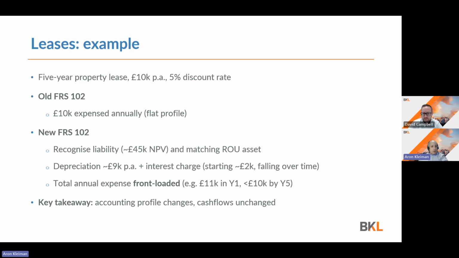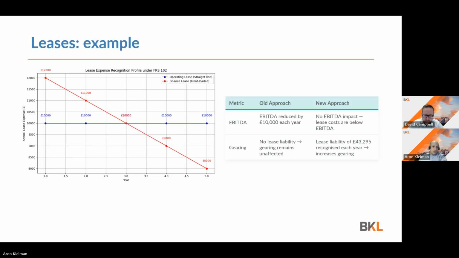So that total annual expense, whilst I will still get to 50,000 in total over the life of the lease, it's front loaded. My total debits to the profit and loss are higher in the earlier years of this 5-year lease term and lower in the later years, even though it arrives at the same total. So if I just show that, and the cash flows are unchanged by this. It's the accounting profile that changes. I still pay the same amount to my landlord, my lessor.